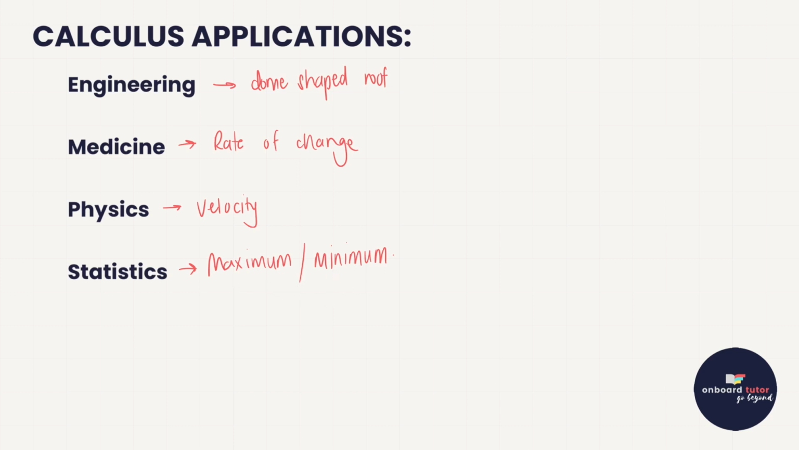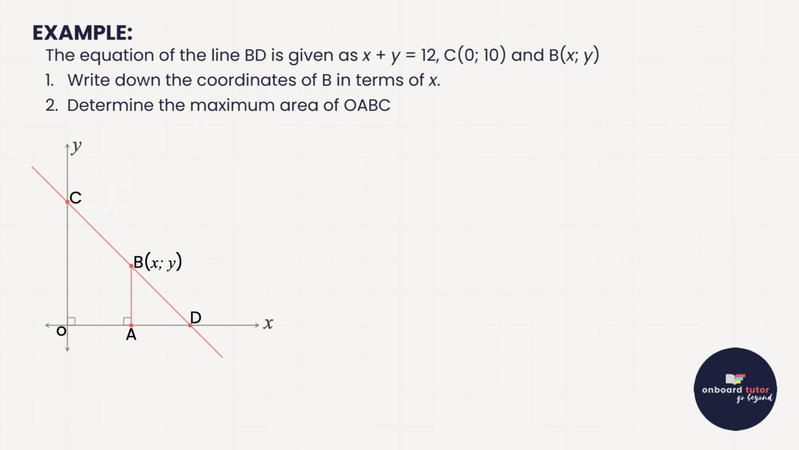Okay, let's look at 2 examples from past papers so that you can see how you will be expected to apply calculus. So here we have the equation of the line BD. It's part of this whole little red line here. The equation is given as x plus y equals 12. Then the point C has the coordinates 0 and 10. So let's pop those in. And B is given to us there as x and y.